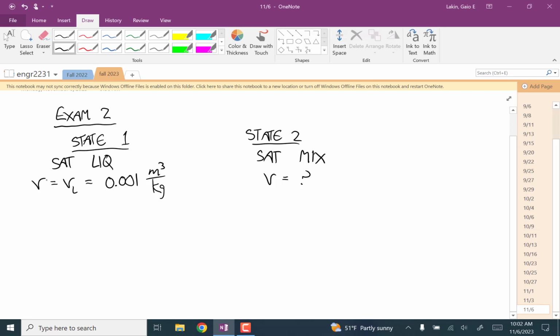Well, the first thing we can do is, since we know that the volume at state 1 is equal to the mass times the specific volume at state 1, we have that 0.1, the total volume that's given, is equal to the mass times the specific volume. And so the mass is equal to 100 kilograms.